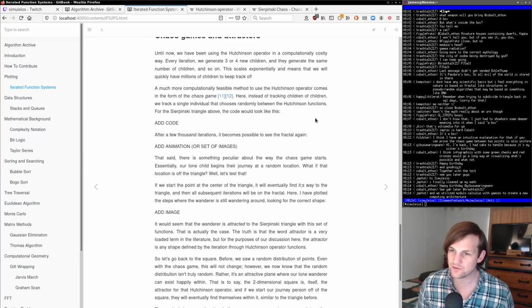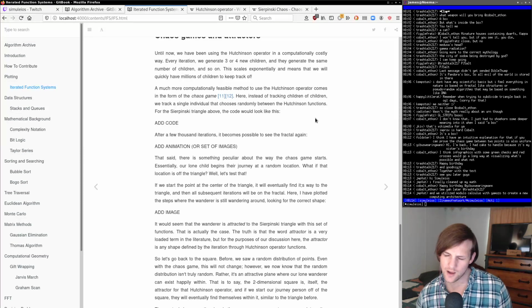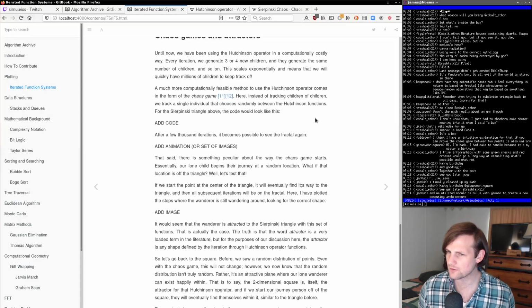It's a box. I think I have an intuitive explanation for that. If you can prove the chaos game between 2 points is also uniform, send me a message on Discord. I want to talk a bit more about that.